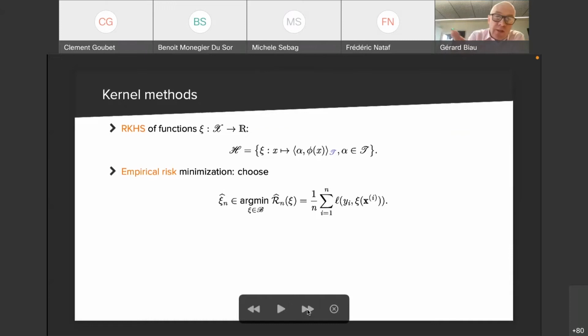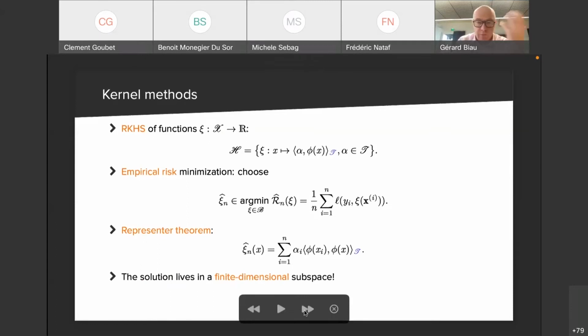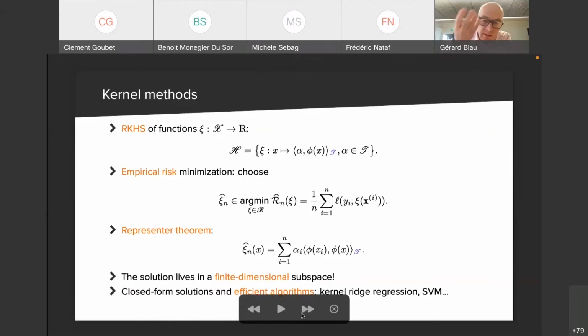And of course, instead of using a linear model in the original space, you use a linear model in the RKHS. So you just minimize the empirical sum over the linear functions in the transformed space, or in a ball of this space. And the theorem tells you that exactly as you have closed form solutions for the traditional linear regressions, you have closed form solutions when you are performing regression in this RKHS with the scalar product. The solutions live in a finite dimensional subspace, and we have efficient algorithms to compute them. And of course, this is at the origin of kernel ridge regression, support vector machines, etc.